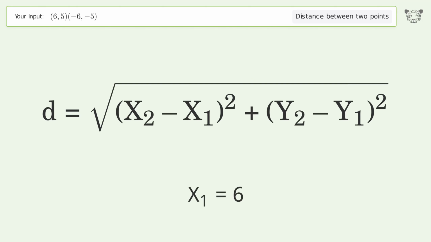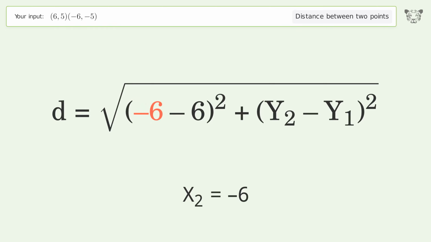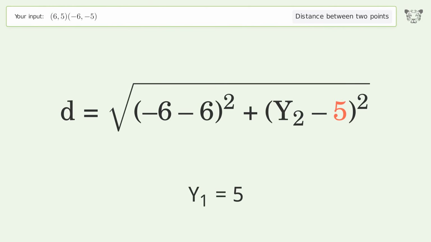x1 equals 6. x2 equals -6. y1 equals 5. y2 equals -5.